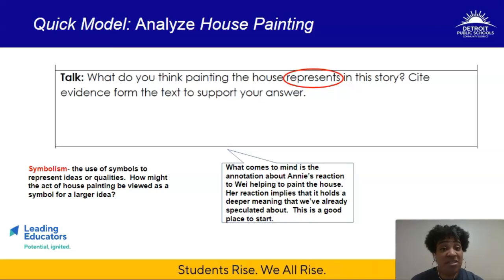We know that it means something, but we haven't put our finger on exactly what it could mean. And that is what this question is asking you to do. You know that there's more than meets the eye. It's your time here in this section to identify what is the more.